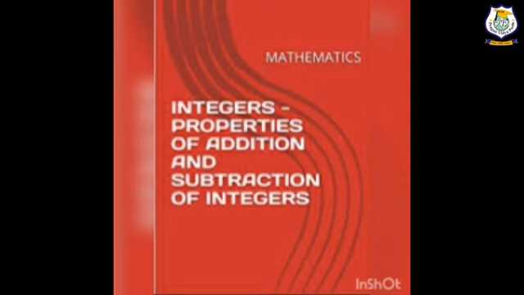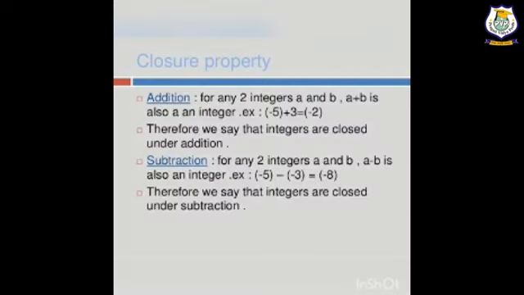The first property of addition and subtraction of integers is the closure property. For any two integers a and b, a plus b is also an integer. Example, minus 3 plus 1, which is equal to minus 2. Therefore, we say that integers are closed under addition, which means if an integer is added to another integer, we always get an integer as the answer.